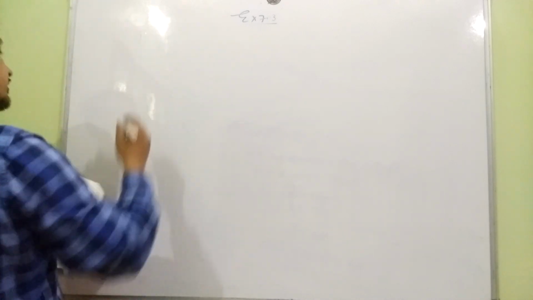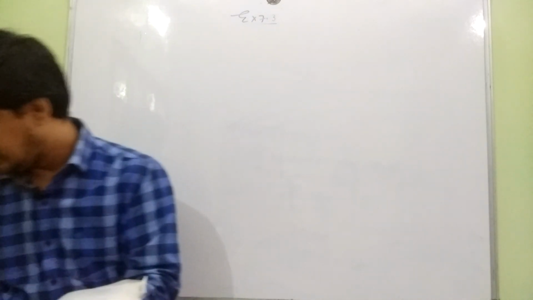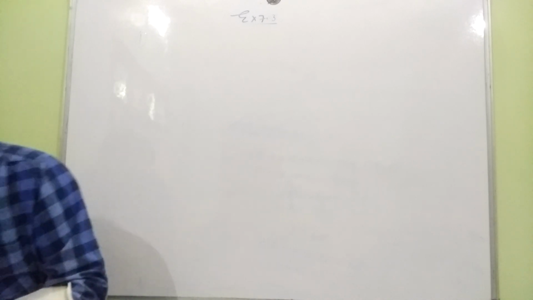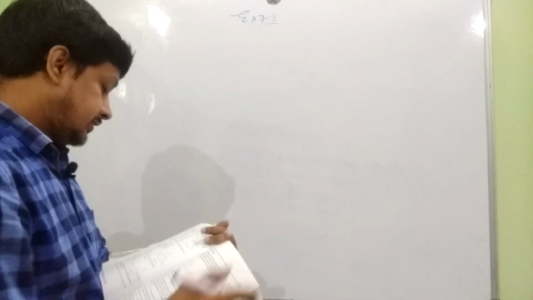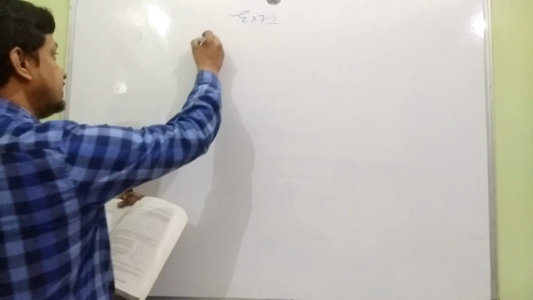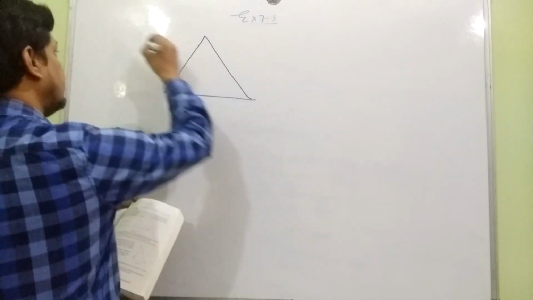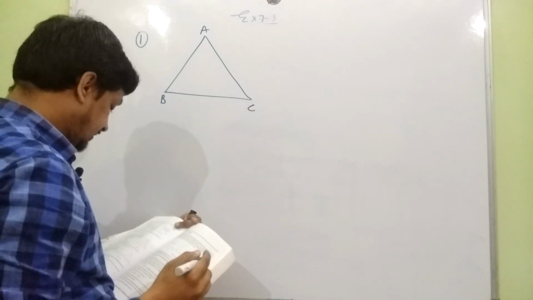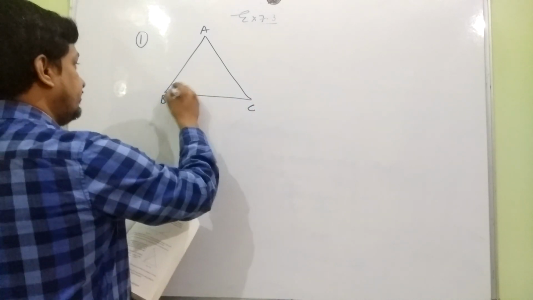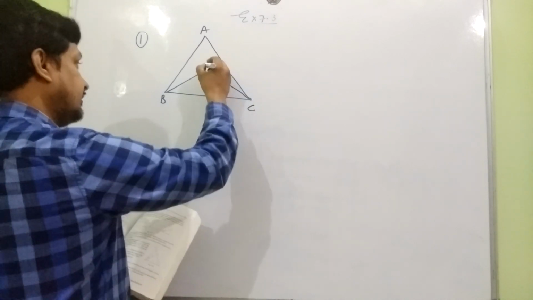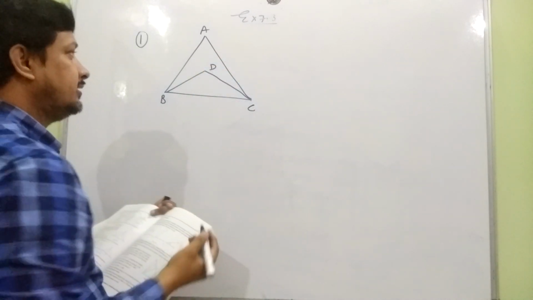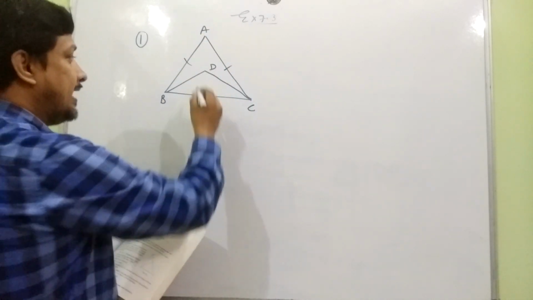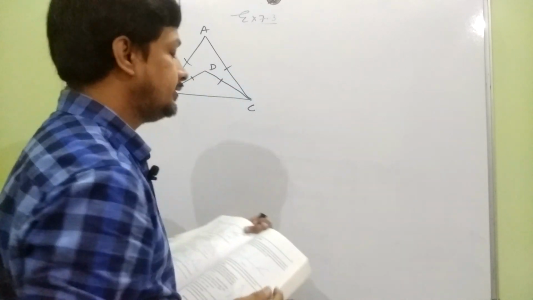So question number 1. Question number 1 is: triangle ABC and triangle DBC are two isosceles triangles on the same base BC. This is the figure. We have two triangles. First is triangle ABC and triangle BDC. What is the speciality? They are isosceles, means in triangle ABC, AB side is equal to AC side, and in triangle BDC, BD side is equal to DC side.